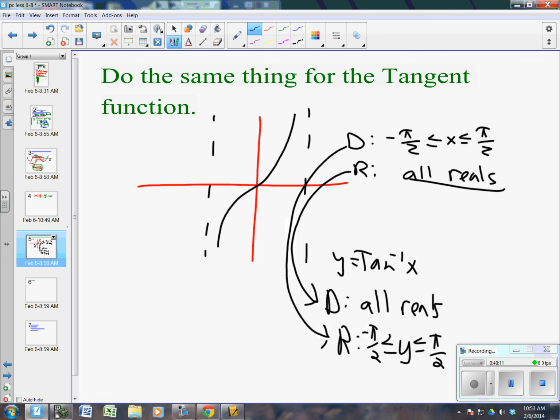Okay? But guess what? Can I ask you this question? Can I say, what is y equals the tangent inverse of 3? Can I ask that question? Can I ask that question? Remember, for a cosine, I couldn't ask that question. Why? Yeah, it was outside the domain. I had to put an answer in between.